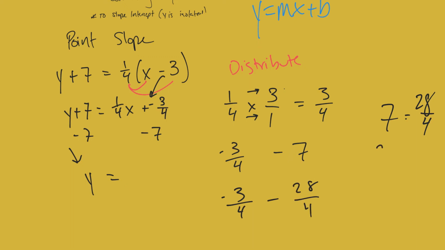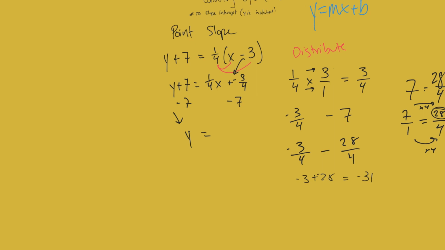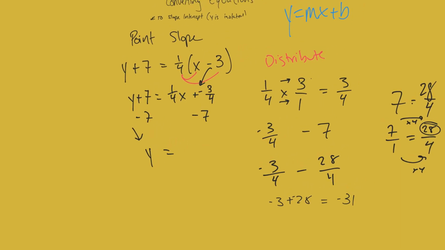And again, if I need to see that, 7 over 1 is the same as blank over 4 times 4 times 4. That's where I got my 28. So now I have my common denominators, and I can just subtract my numerators. I'm looking at -3 minus 28. Thinking about positives, I go plus negative, and I get -31. So now I have an answer of y equals 1/4 x minus 31/4.